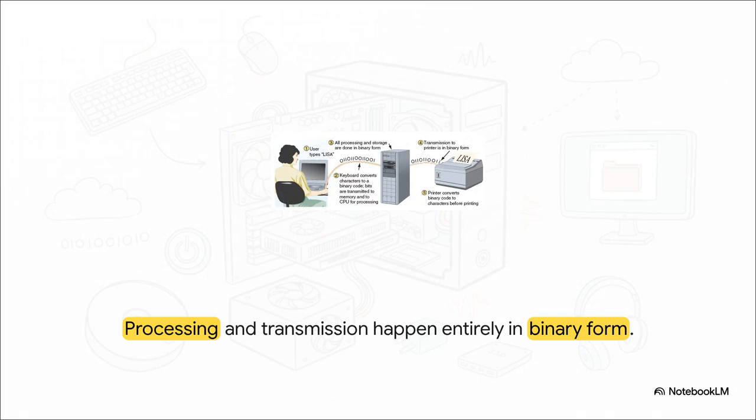Well, whether a user types a name like Lisa on a keyboard or a printer physically prints that name on a page, the transmission inside the machine happens entirely in binary form. The keyboard converts your physical keystrokes into binary code, just a complex sequence of ones and zeros. Those bits are transmitted to the memory and CPU for processing, sent over a wire, and finally converted back into human-readable characters by the printer. Binary is literally the fundamental, universal language of the machine's nervous system.